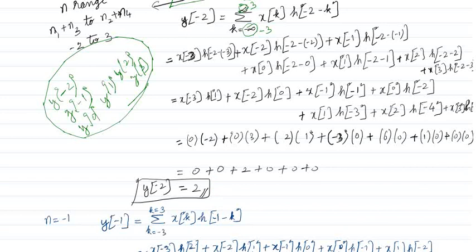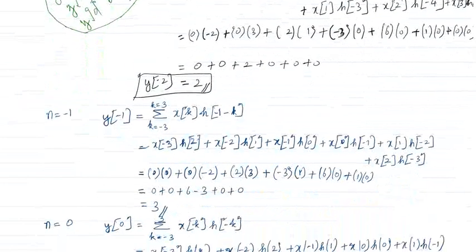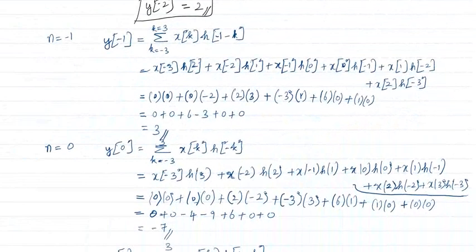Okay. Next, let me try with n equal to minus 1. In the convolution expression, I am putting n equal to minus 1. So put various values of k from minus 3 to plus 3. You just have to plug in the values of k. First you put minus 3 as the value of k. Then you put minus 2. Then you put minus 1.